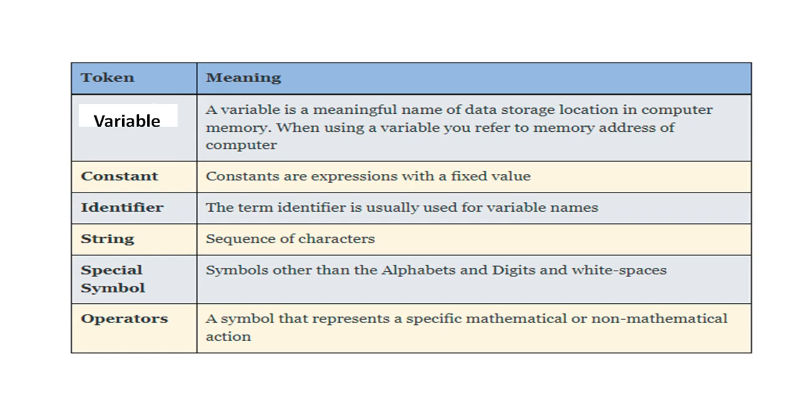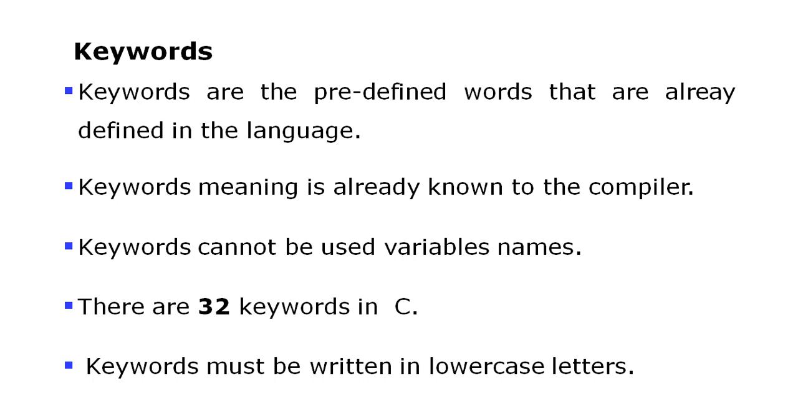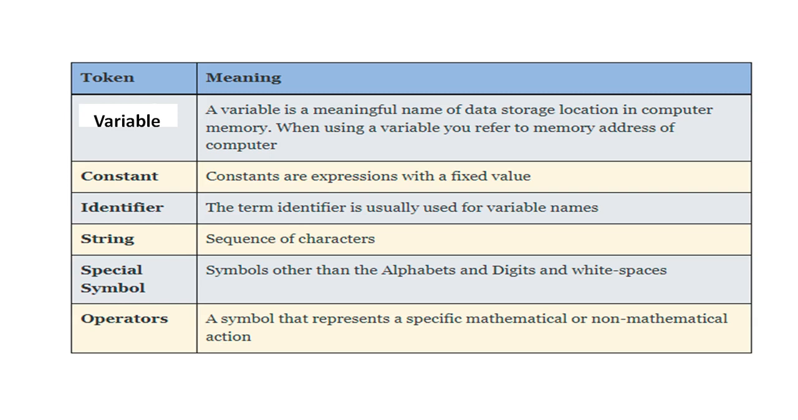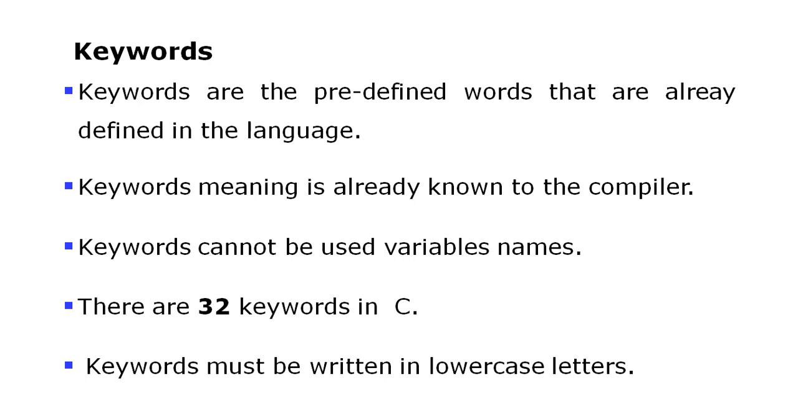Keywords are the predefined words that are already defined in the language. Keywords are called reserved words. These are already defined in the language. The keywords are the reserved words or predefined words that are already defined in the language.